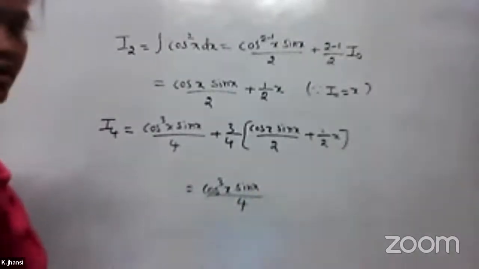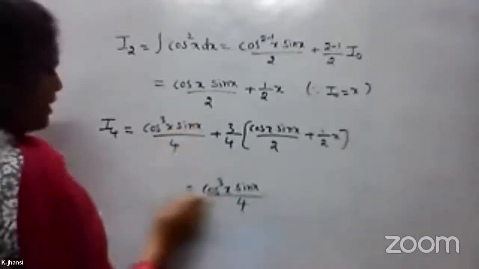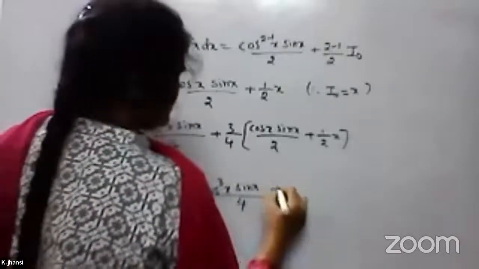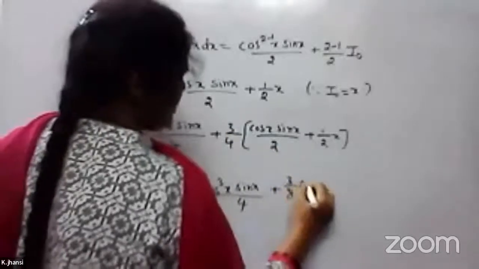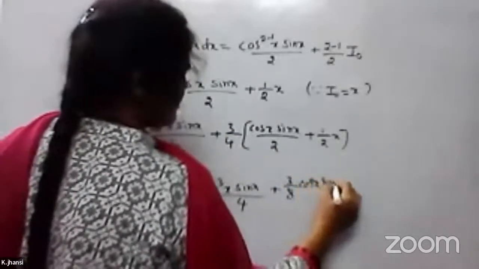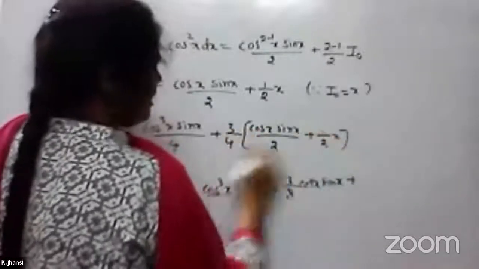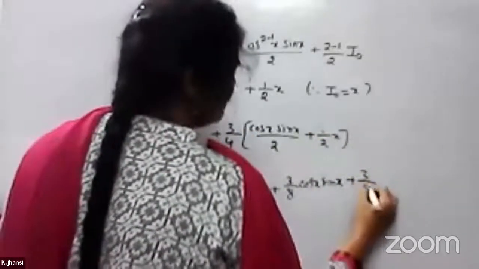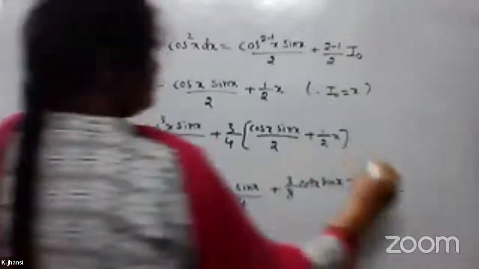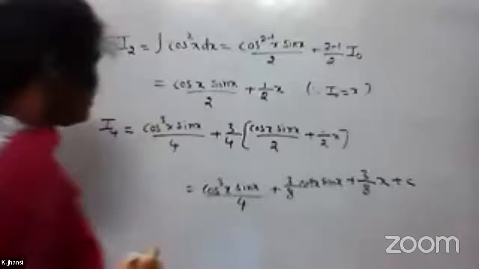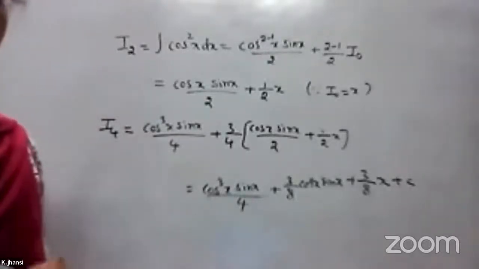So what will you get? This is cos cube x sin x by 4 plus 3 by 8 cos x sin x plus 3 by 8 into x. Okay. So this is the solution of the integral of cos to the power of 4 x dx.